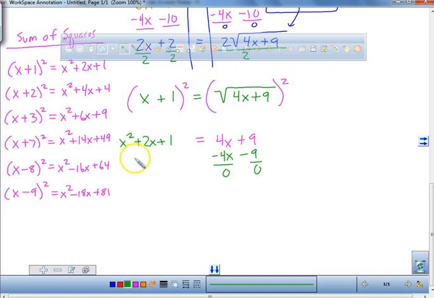All right? So we got to take away 4x and take away a 9. And now everything is equal to what? 0. What's my final quadratic? I have an x squared. Now what do I have? Negative 2x. Yes, minus 8.